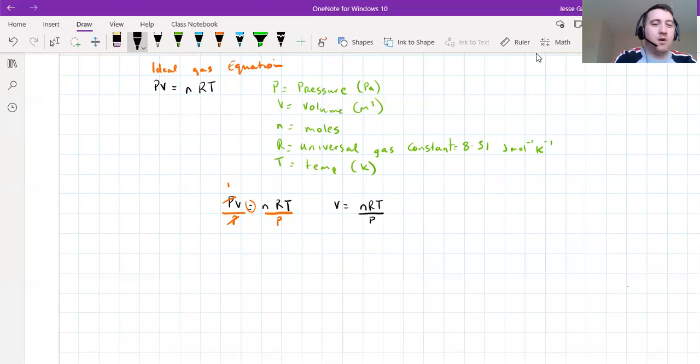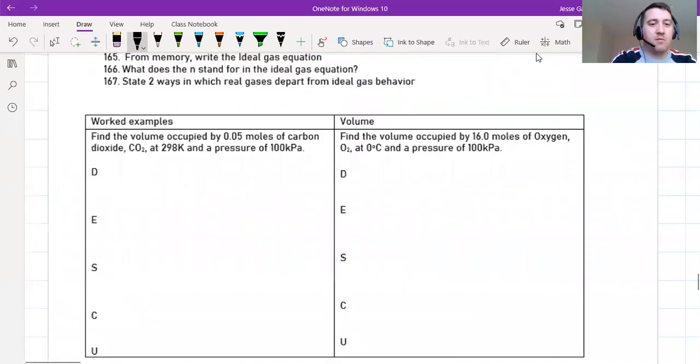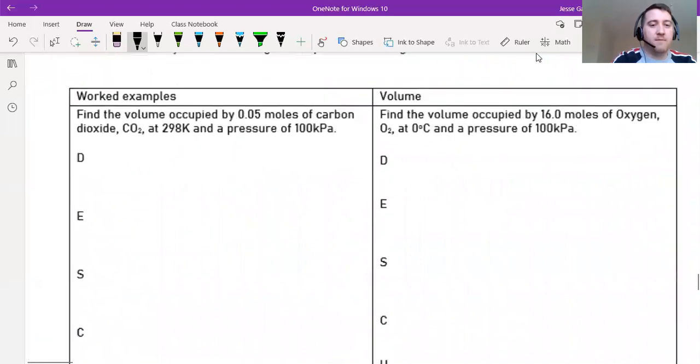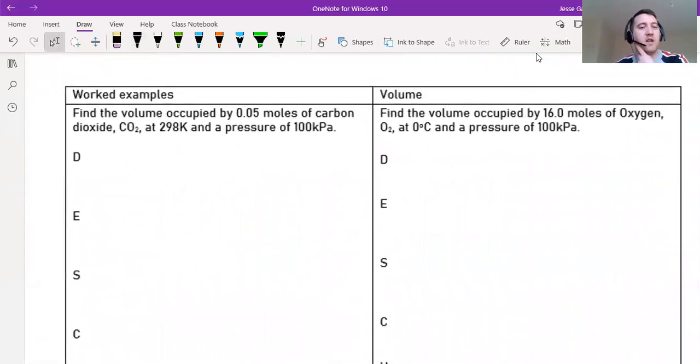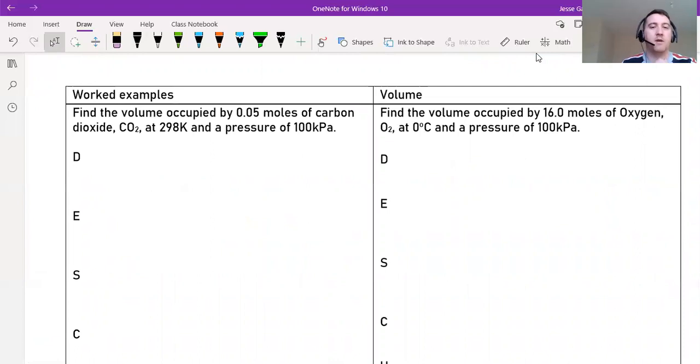All right, so we're going to jump over here now and we're going to look at some practice problems. So this one here, you'll see that it says find the volume occupied by 0.05 moles of carbon dioxide, CO2, at 298 Kelvin and a pressure of 100 pascals.